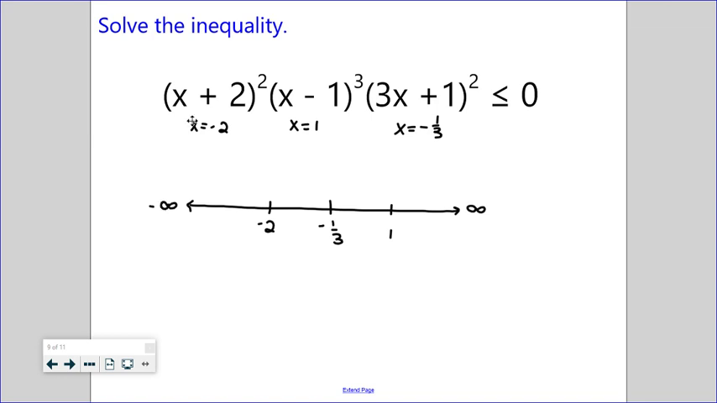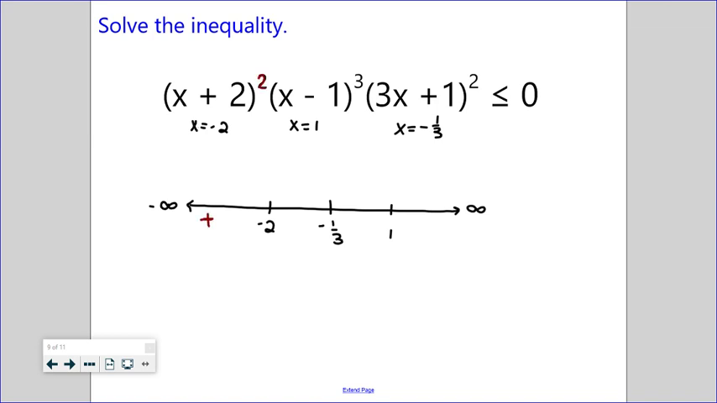And again, we just go through and plug in sample numbers, but we're going to be able to speed this up a little bit here. If I plug in something less than negative 2, like negative 10, now think about this. If I put a negative number in here, negative 10 plus 2 is negative, but when I square it, anything squared always turns out positive.